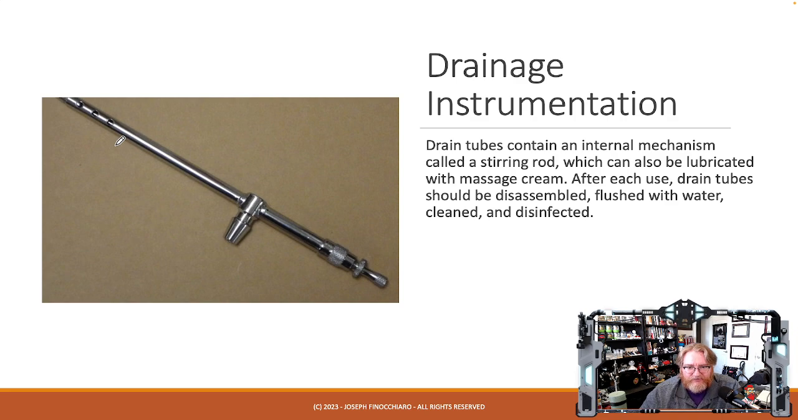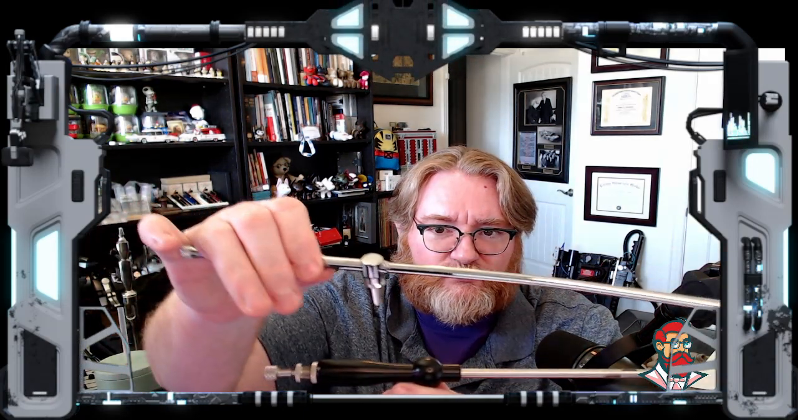Drain tubes contain an internal mechanism called a stirring rod, which can be lubricated with massage cream. That is a polite way of saying you should do that, because that will keep these things from rusting out and just make it super easy to clean. After each use, drain tube should be disassembled, flushed with water, cleaned, and disinfected. Let's go back to full screen. So here we have one with a plastic handle. Here's one that's all stainless steel. They work identical.